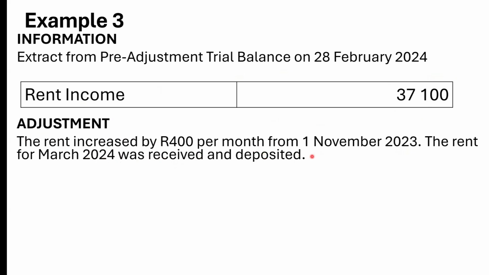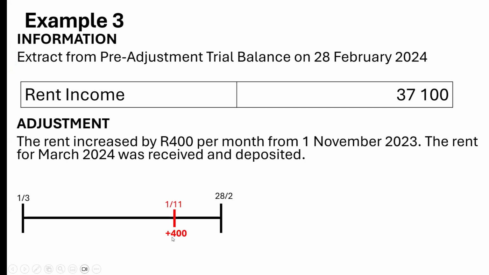Immediately the students think, oh no, but wait, if there's dates, you do a timeline. So first I pop up my timeline. My financial year ends 28 February, therefore it starts 1 March. On 1 November, the rent increased. On 1 November, rent increased with 400. We have received March rent, so we've received that 1 month in advance.